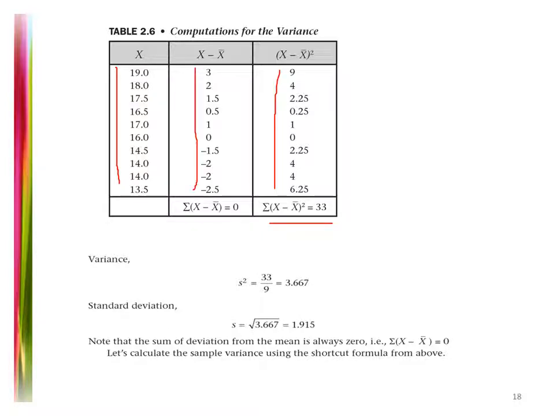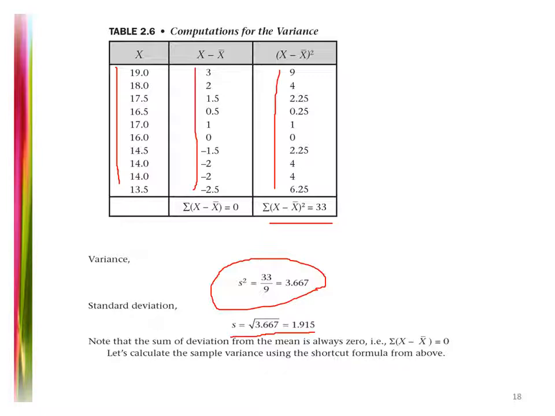So we can write the variance: s squared is equal to the summation of (x minus x bar) squared divided by n minus 1. In this case n is equal to 10, so n minus 1 is equal to 9. So s squared is equal to 33 divided by 9, which is 3.667. This is the variance. If you want to calculate the standard deviation, you have to take the square root, which is 1.915. Note that the sum of the deviations from the mean is always 0, that is, the summation of x minus x bar is equal to 0.